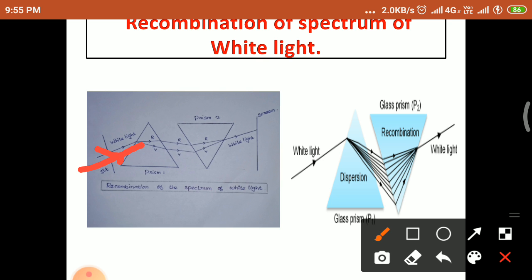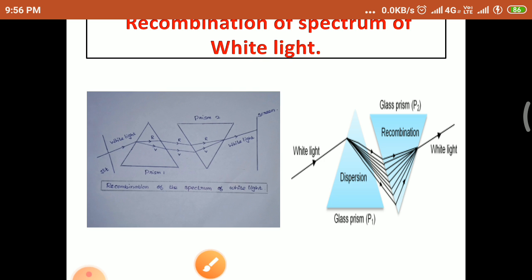When the white light enters the first prism, it is dispersed into 7 colors. Instead of 7 colors, here I marked only R and V. Within R and V, all other colors are present. The R must be placed at top and V must be placed at bottom. So after dispersion, these dispersed lights are recombined at prism 2. At the end, we get white light.